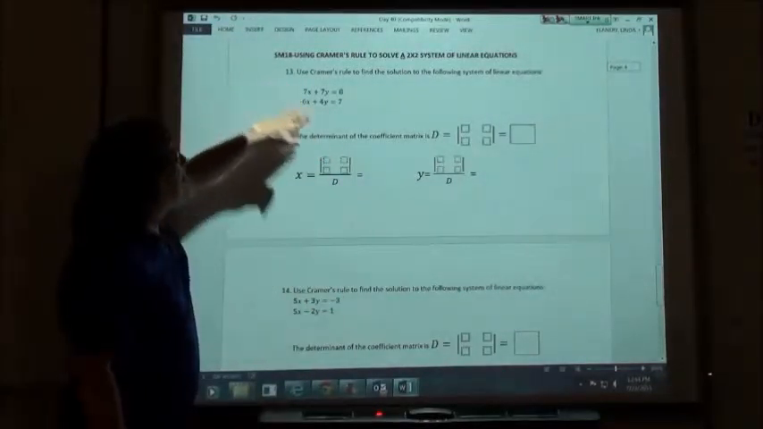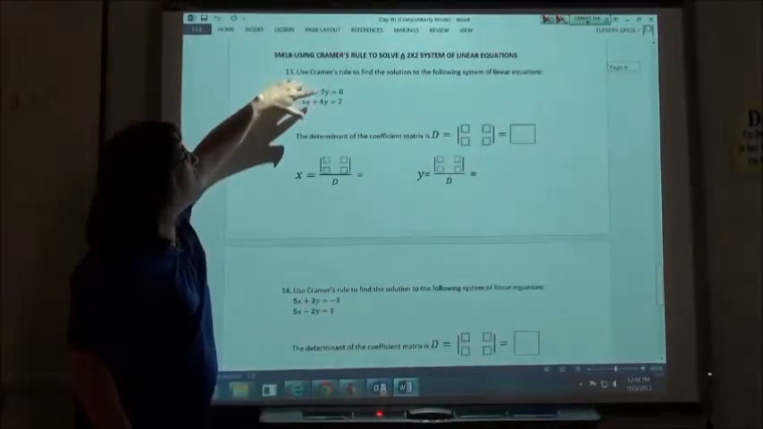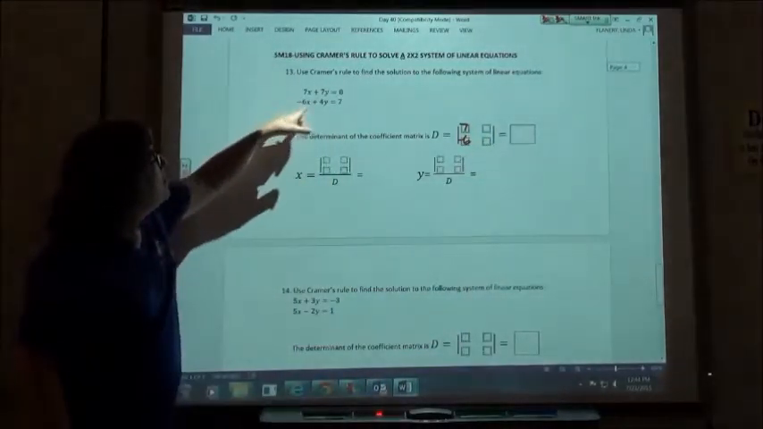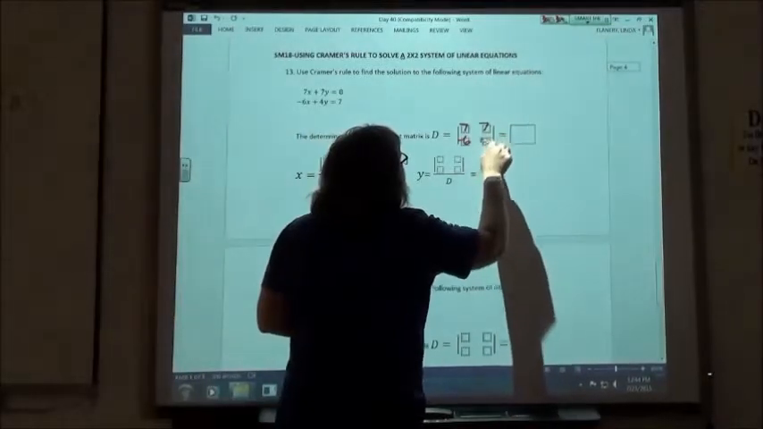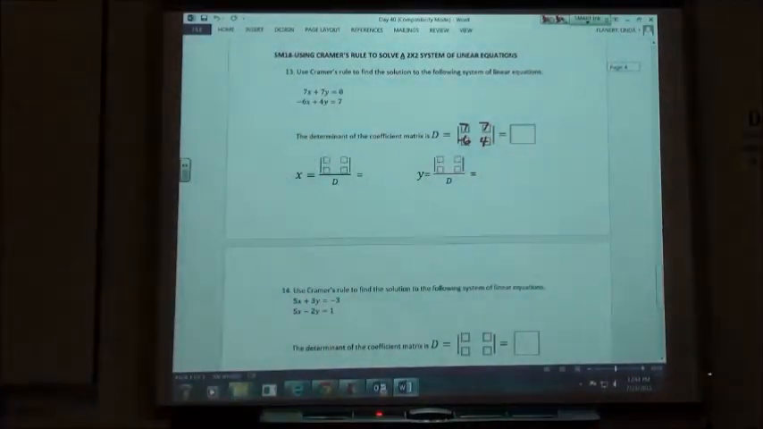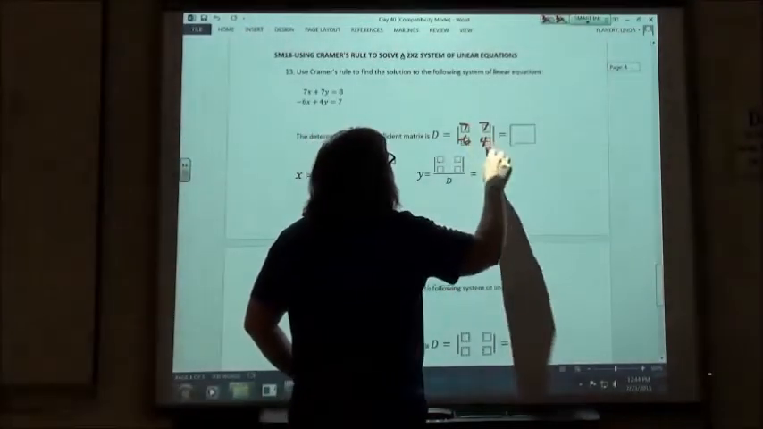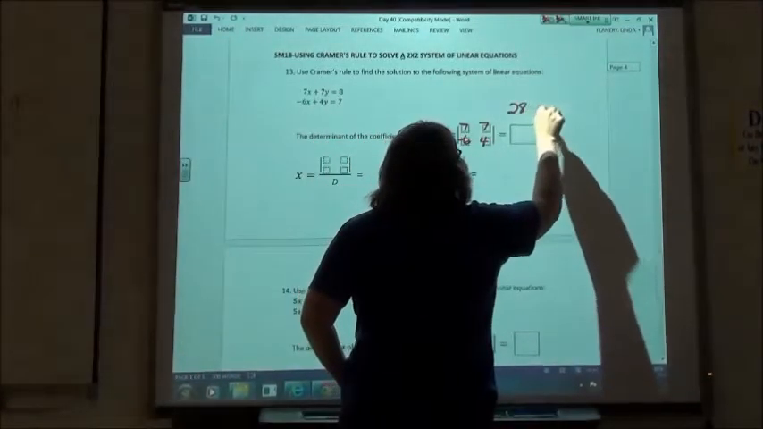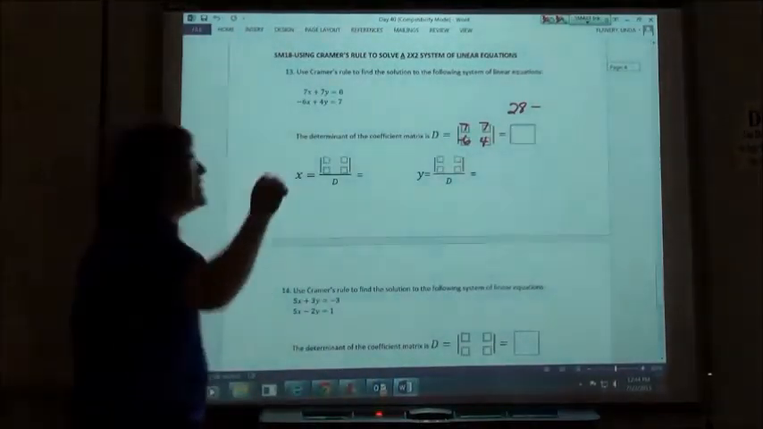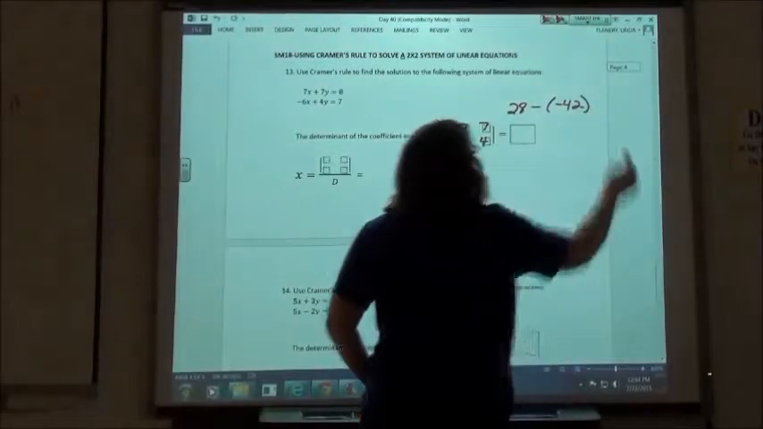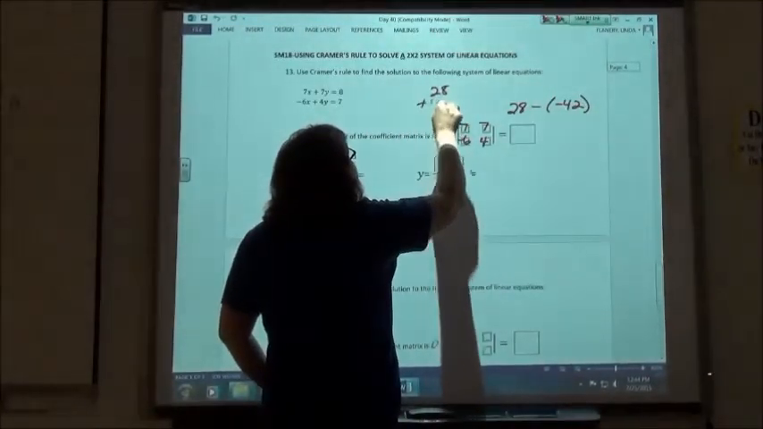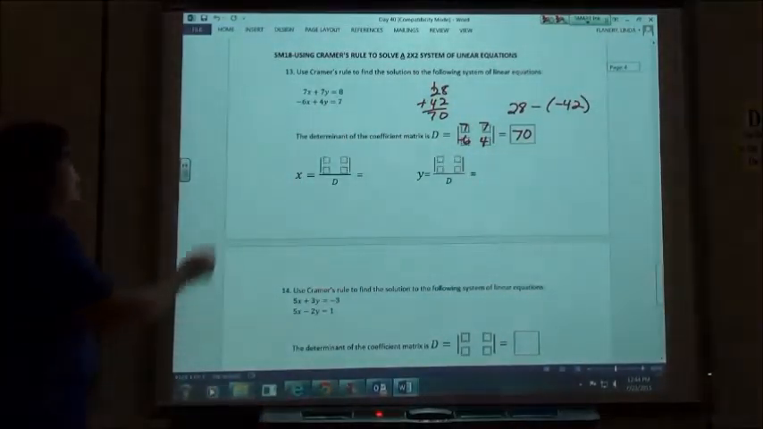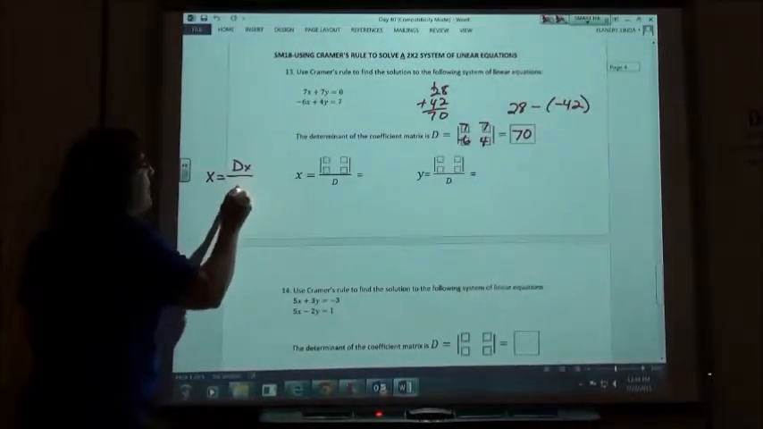In Cramer's Rule, what you're going to do is set up the determinant D by using the coefficients of your x's and your y's. So I'm going to have 7, -6 in my x column, 7 and 4 in my y column. I'm then going to find the value of that determinant like we found them on the previous problems. So 7 times 4 is 28. I'm going to subtract -6 times 7, which is -42. So I have to take 28 plus 42, which gives me 70. Now, x is equal to what they call D sub x divided by D.